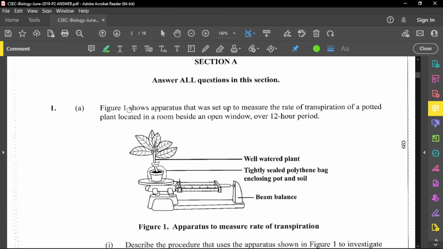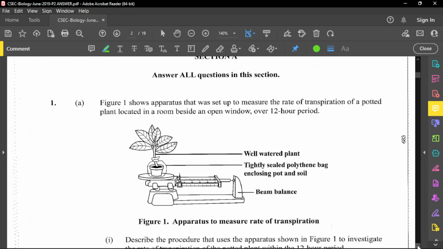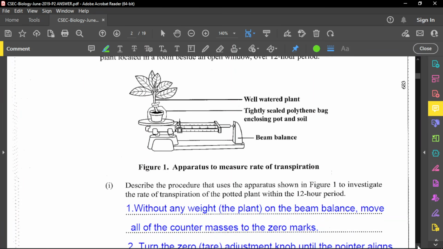And for this question, it says figure 1 shows apparatus that was set up to measure the rate of transpiration of a potted plant located in a room beside an open window over a 12 hours period. Now, if you observe the diagram carefully, realize that this is a well-watered plant. The pot with the soil is also tied tightly within a sealed polythene bag. And you're going to use here a beam balance. And of course, once you're going to use a beam balance, then what you're checking for is the difference or the change in mass.